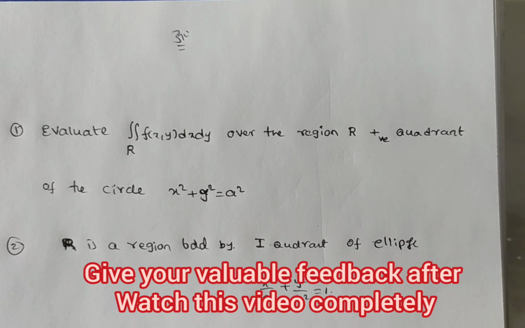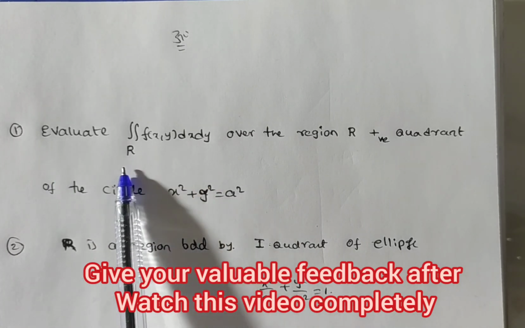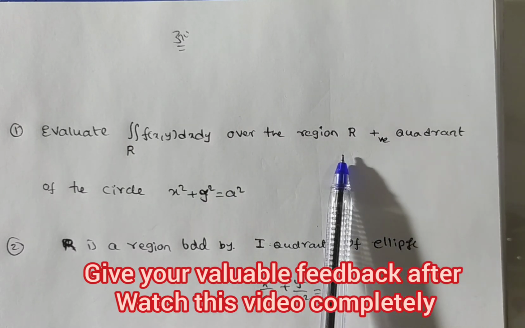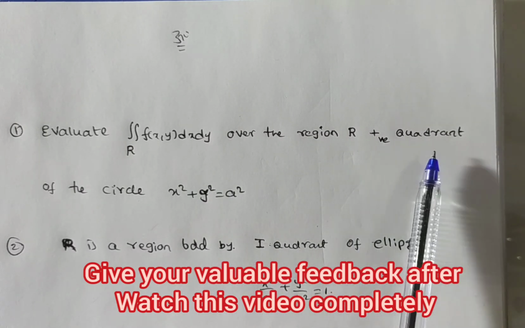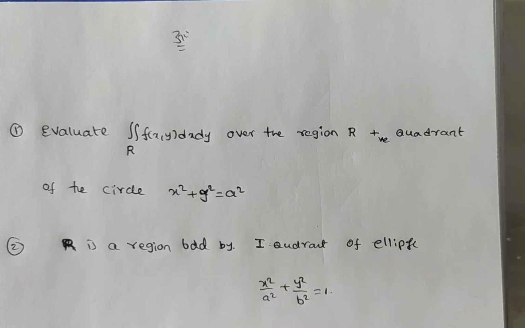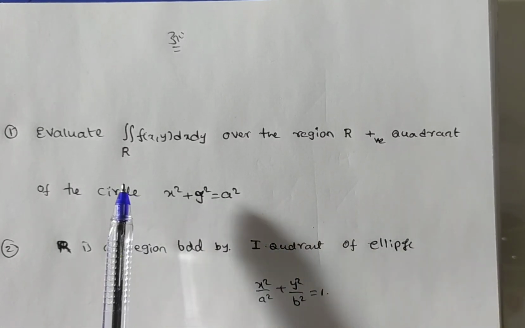Now in this video we are solving the problems based on double integral, and that too we are finding the limits for the given region. For example, the first problem you observe: evaluate the double integral over R of f of x comma y dx dy over the region R, that is the positive quadrant of the circle x square plus y square is equal to a square. So here the region is given, but the limits are not given.